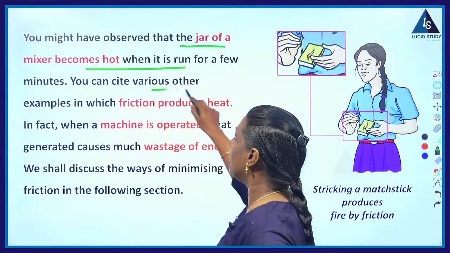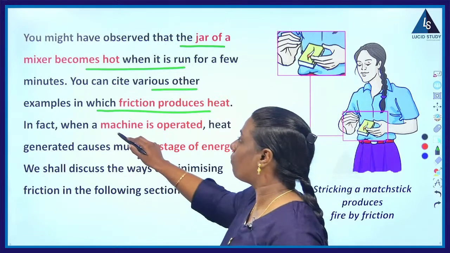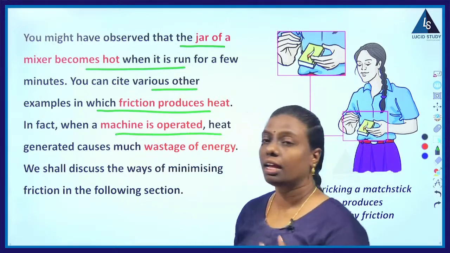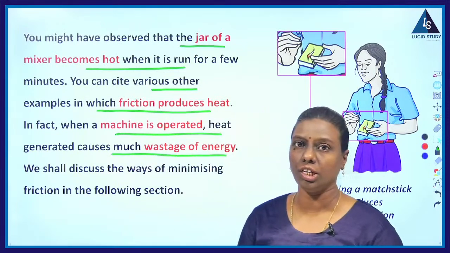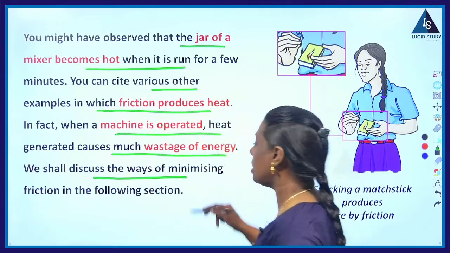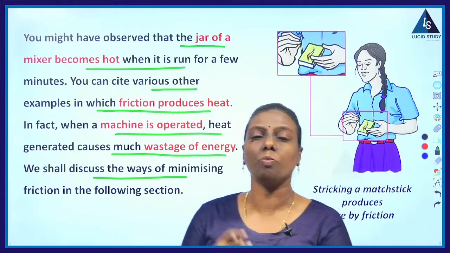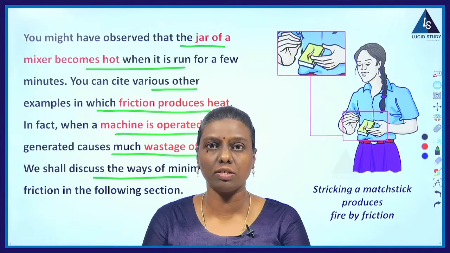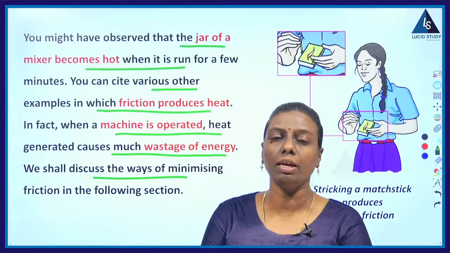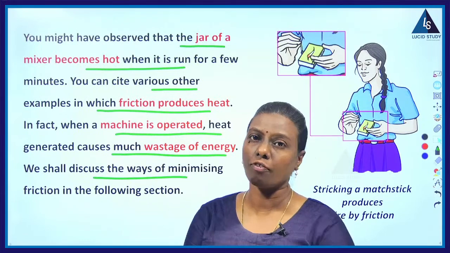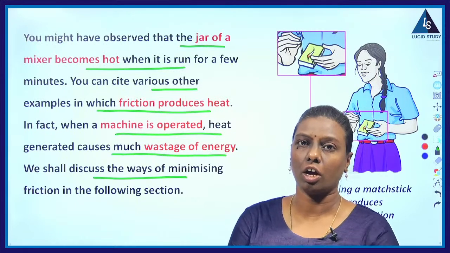You can cite various other examples in which friction produces heat. In fact, when a machine is operated, heat is generated, which causes much wastage of energy. We shall discuss the ways of minimizing friction in the following section. There are some ways to minimize the friction, and it is necessary for us to minimize it, as friction is going to waste a lot of energy when big machines are operated.